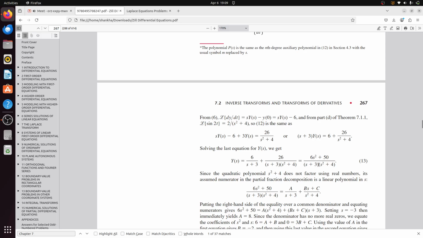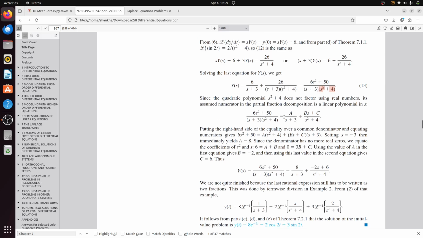Now s square plus 4 does not factorize over real numbers, so (6s square plus 50) by (s plus 3)(s square plus 4) you need to write as A by s plus 3 plus (Bs plus C) by s square plus 4. Now putting the right-hand side over a common denominator and equating numerators gives 6s square plus 50 equals A(s square plus 4) plus (Bs plus C)(s plus 3).